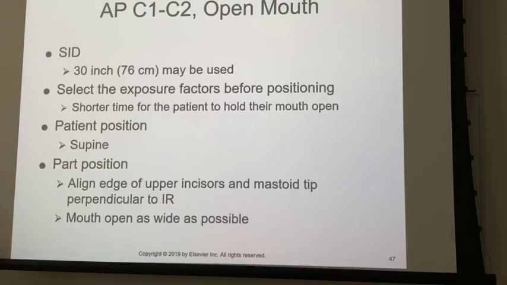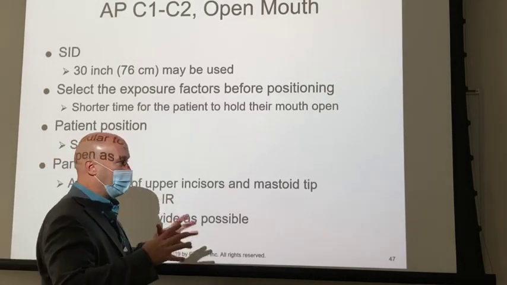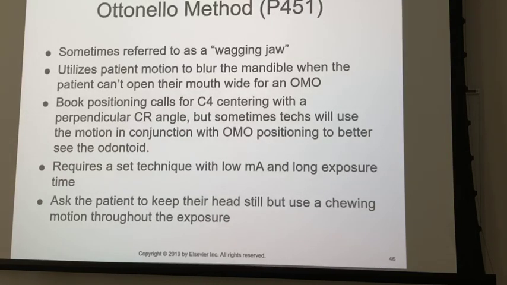Angle with the acanthomeatal line if you can't get the AML perpendicular to the image receptor. Open the patient's mouth as wide as possible if the patient can, and if they're not in a collar. If they are in a collar, you may have to use motion in order to blur out the teeth, and that is your Ottinello method, often referred to as the wagging jaw. Wagging jaw, Ottinello, same thing.